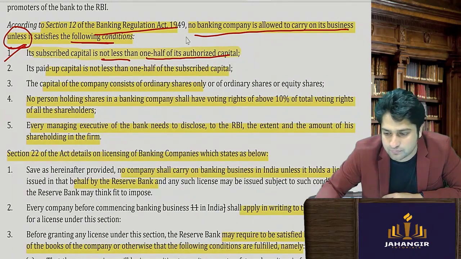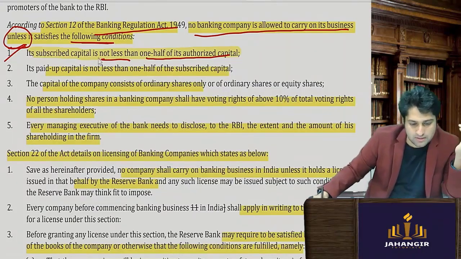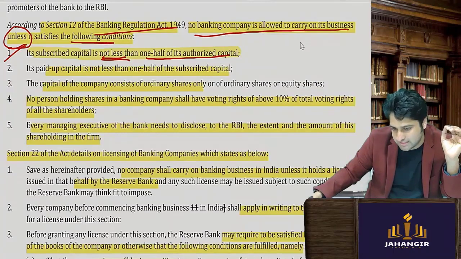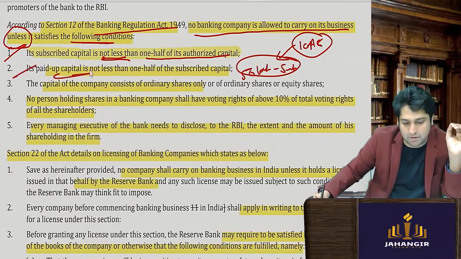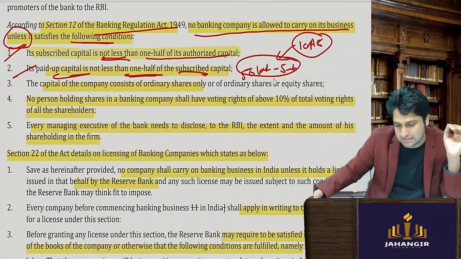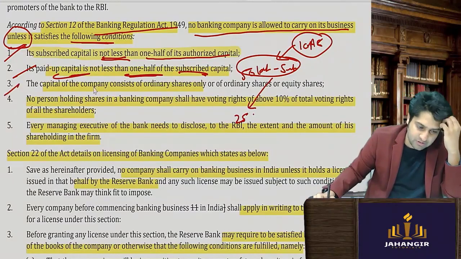Okay, so the subscribed capital is not less than half of the authorized capital. So if authorized capital is 1 crore, then 50% of this, 50 lakhs, should be the minimum subscribed capital. Then paid up capital should not be less than half of the subscribed capital. इसका half 25 लाख तो paid up हो जाना चाहिए. Okay, then only we'll give you the license.